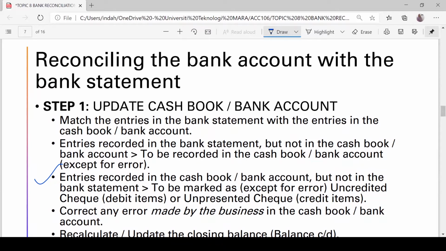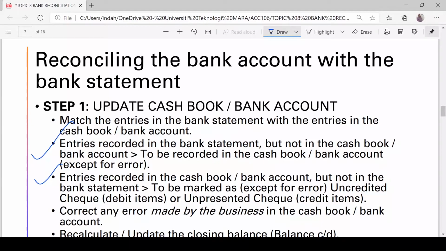Uncredited checks are those items that appear on the debit side of your cash book or bank account. And items that you have in your cash book but not in the bank statement, on the credit side, you are going to mark as unpresented check. What about entries recorded in the bank statement but not in the cash book?